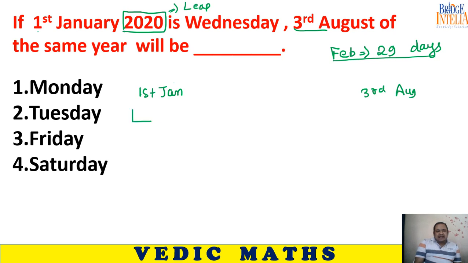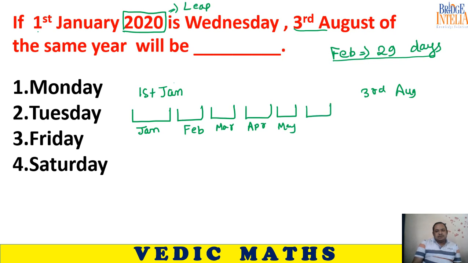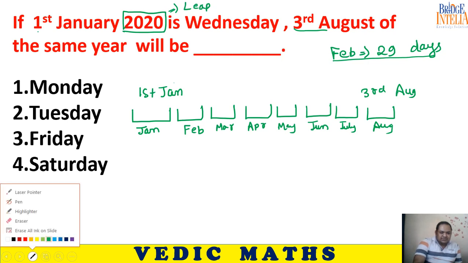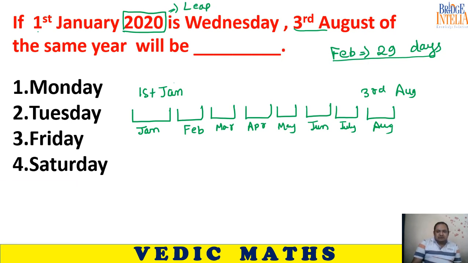So you have taken the entire month of January, then the entire month of February into counting, then March, then April, May, June, July, and then 3 days from August. So this is what you have to logically solve. So this is the total count of days. So from August you have taken 3 days.